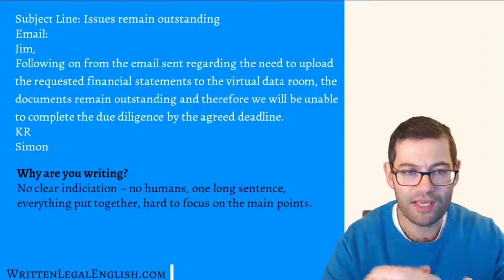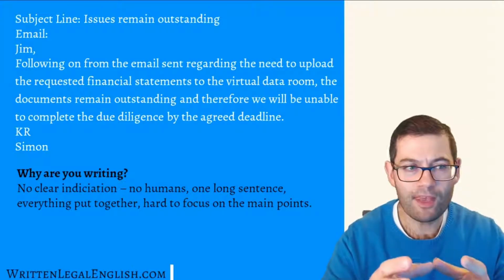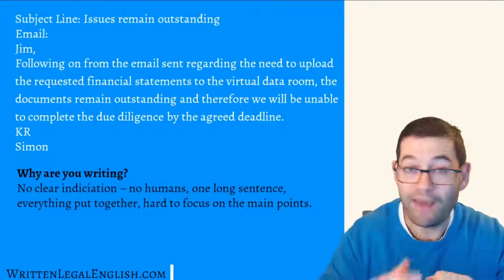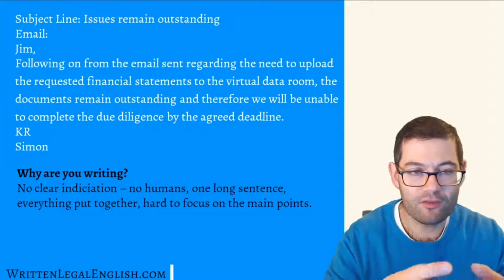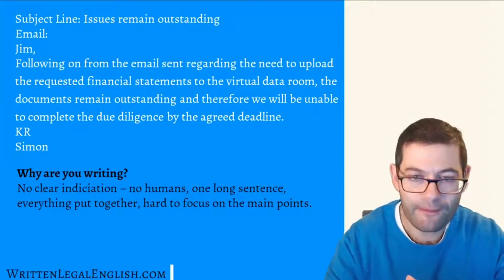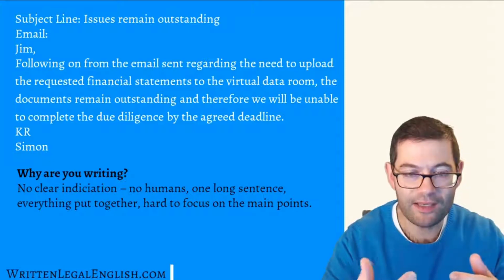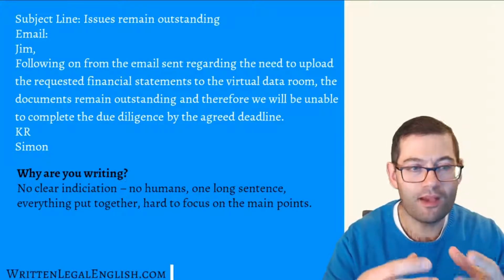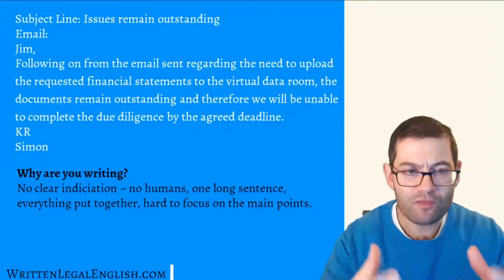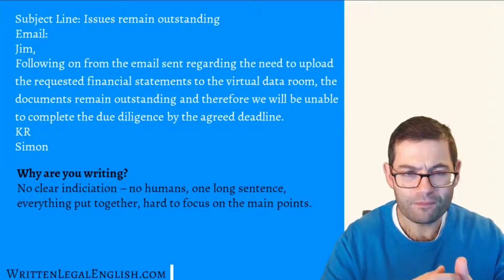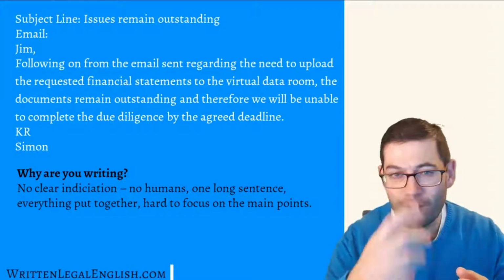It says, "Following from the email sent regarding the need to upload the requested financial statements to the virtual data room." So what I'm doing here is I'm talking about another email. I haven't identified when the email was sent, which might have been helpful. So the first part of the sentence is about another email. And then I'm saying the documents which I referred to in that email are outstanding, and as a result of that, we will be unable to complete the due diligence by the agreed deadline. There's no obvious reason why I'm writing this email. What I'm doing here is just setting out the facts, as it were. And that's a pretty lazy way to communicate.